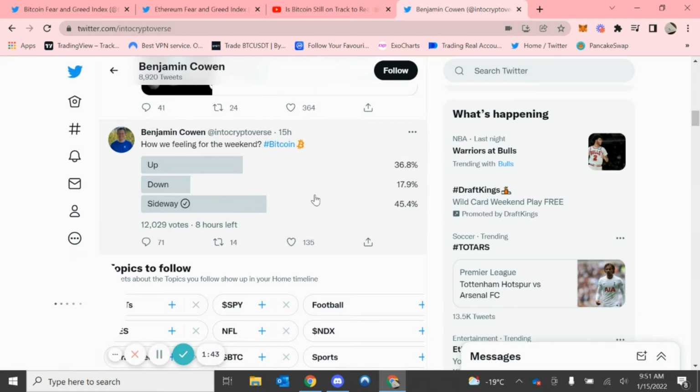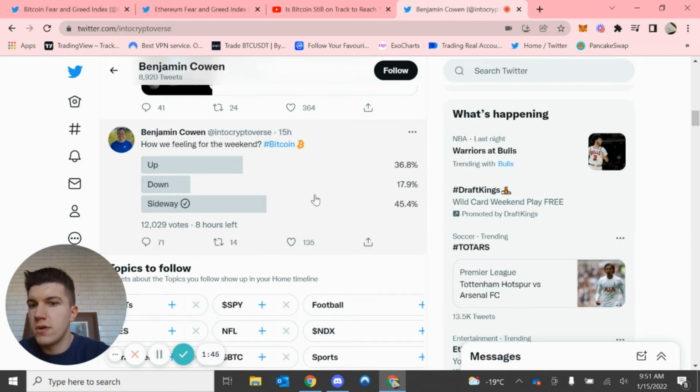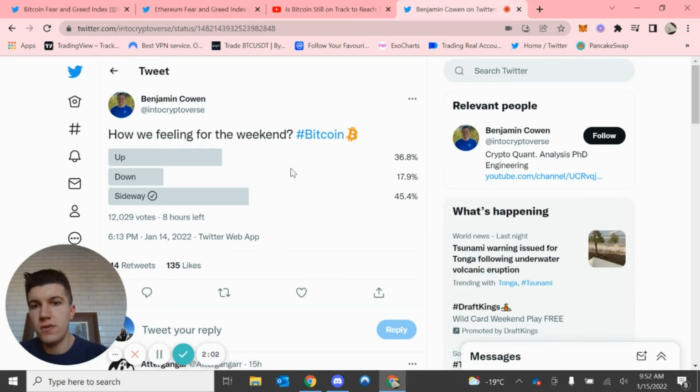Another thing you can do is go on crypto Twitter, and go through polls that top influencers post and read the results on those polls. For example, right here we have, how are we feeling for the weekend, Bitcoin? 36% said up, 18% give or take said down, and about 45% said sideways.